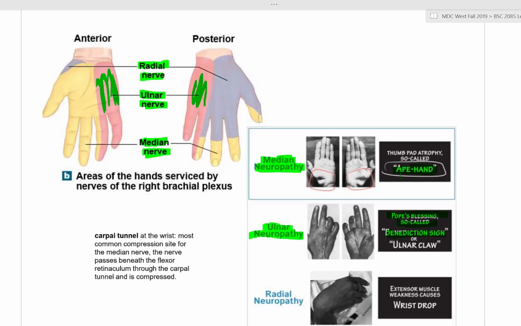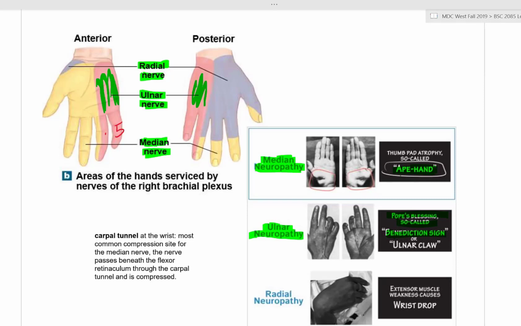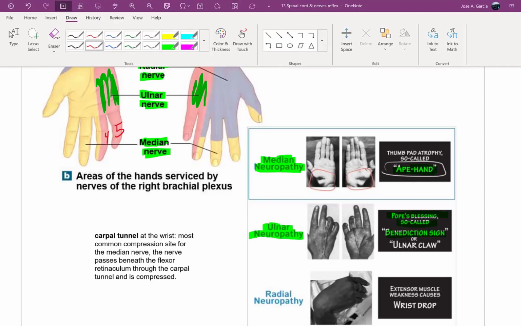And then this is your number 5, and this is your number 4. Does that make sense? So you won't be able to move these ones. Okay, that's why they call it the Pope's blessing. And then finally we have a radial neuropathy. And the radial neuropathy, you're gonna have a wrist drop. It means you won't be able to move your wrist. So if you see anybody walking with a wrist drop like this, then most likely they can have a radial neuropathy.